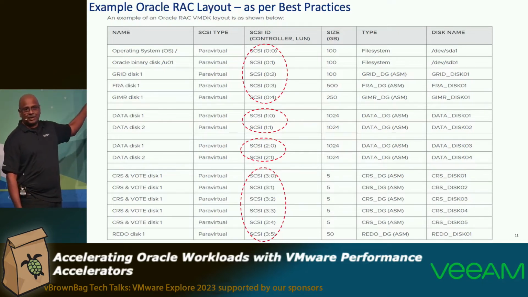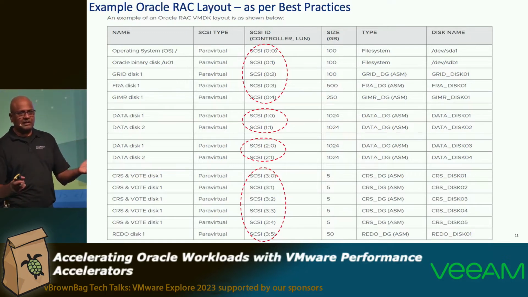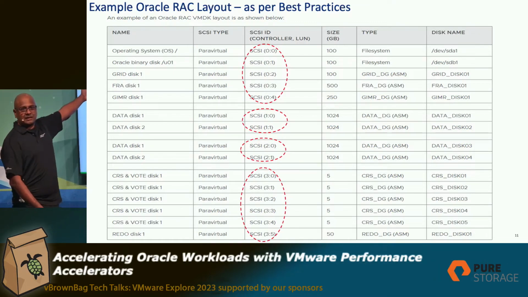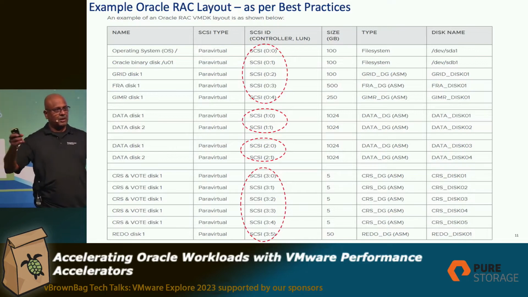This guy, because OS doesn't do anything. There is no IO going through OS. There is no IO going through your grid infrastructure binary mount. Nothing goes through that. This guy is doing nothing. So I stuck the archive and the backup here. See what I've done? I have basically done it from a load balancing perspective.